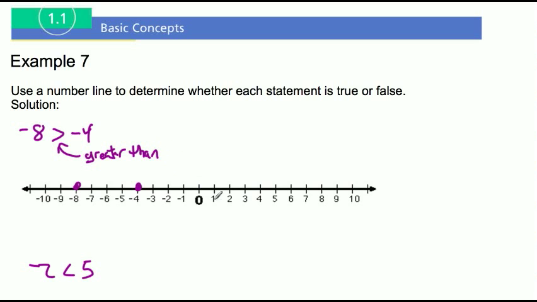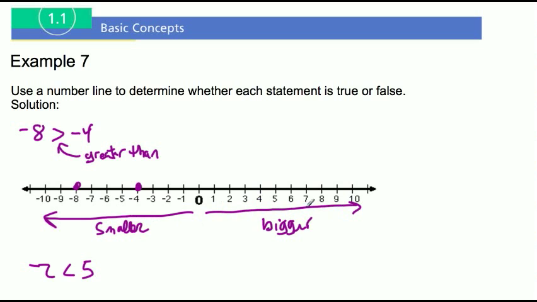Well, just because -8 is further away from 0 does not mean that it's bigger. As a matter of fact, numbers that go this way from 0 get smaller, and numbers that go this way from 0 get bigger. So since -8 is further away from 0, this is going to be false. -4 is actually bigger than -8.